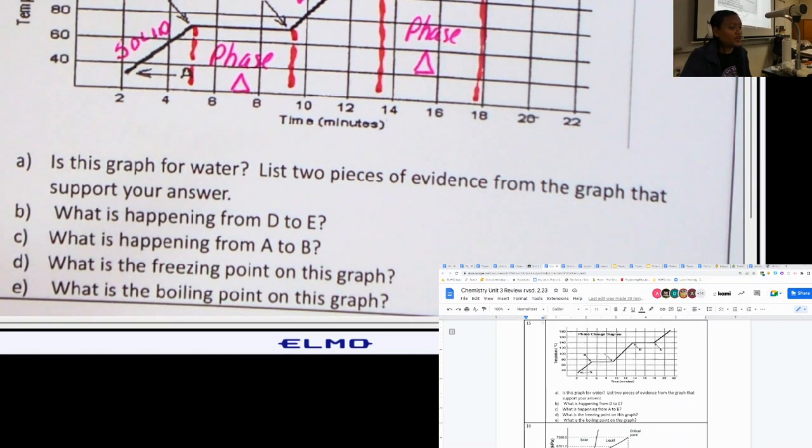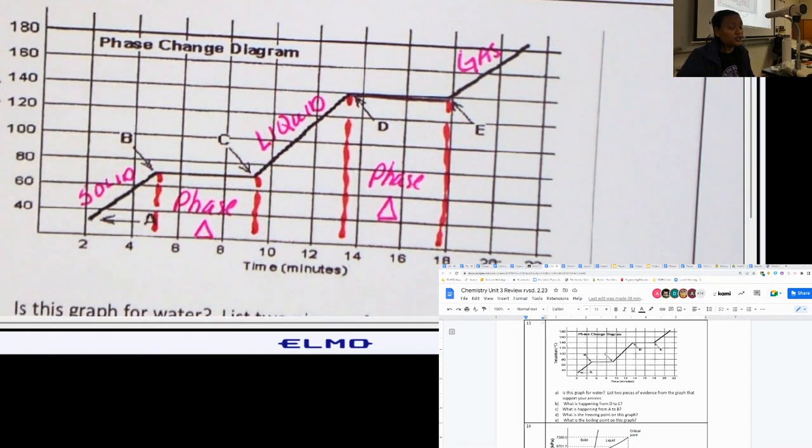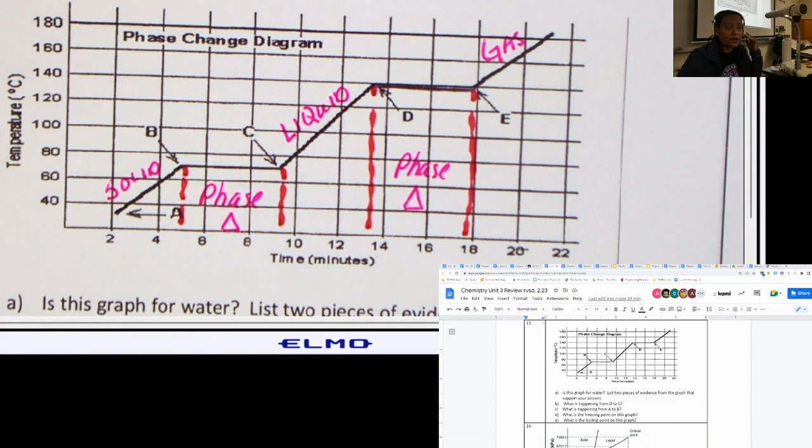You needed to list 2 pieces of evidence from the graph that support your answer. You had already gone over notes for the phase change. Looking at the graph and the information that you have here, is this a graph for water? Okay, I hear yes and I hear no. What 2 things? Look, if I go from a solid to a liquid, if you have ice and you change it to water, what are we doing to the ice? What do we call that? We're melting it, right? So in here is where melting would be happening.